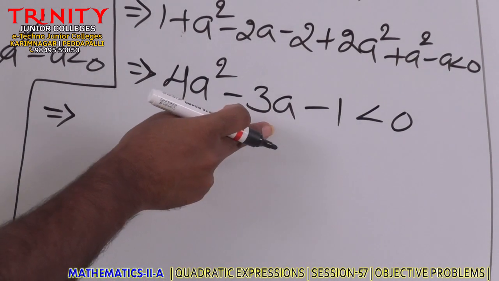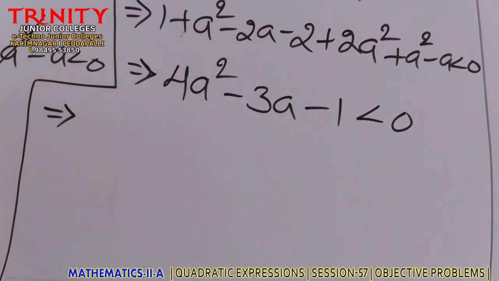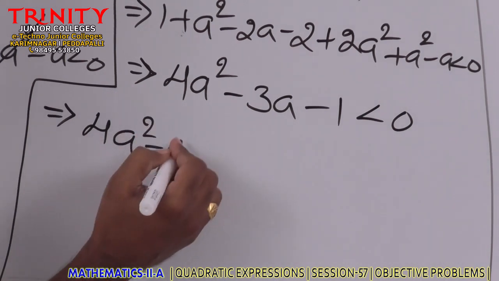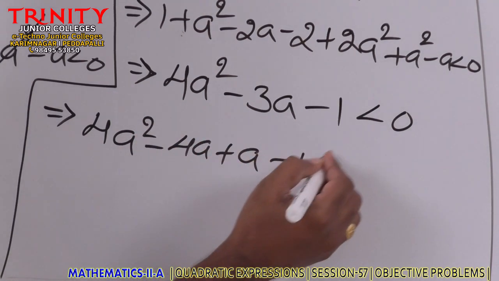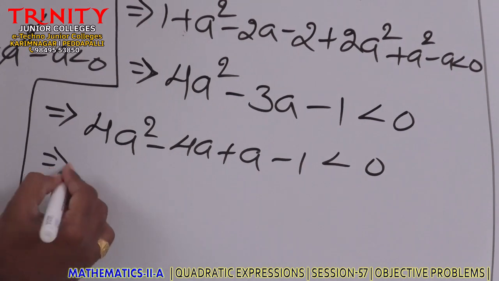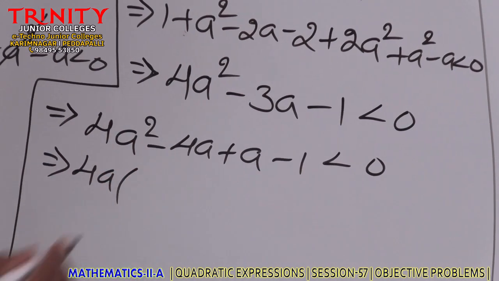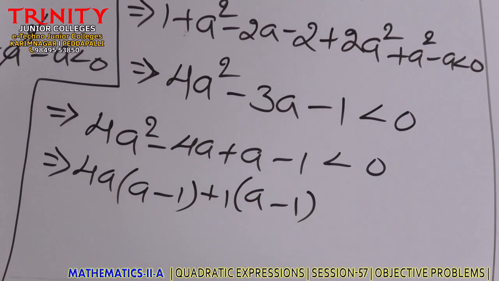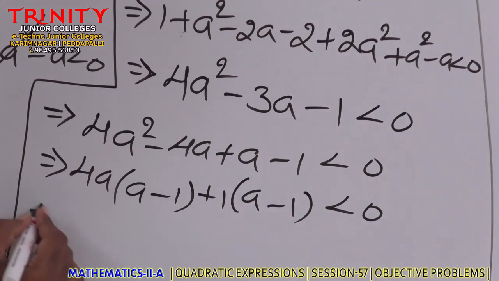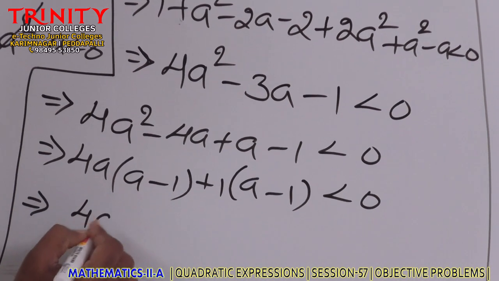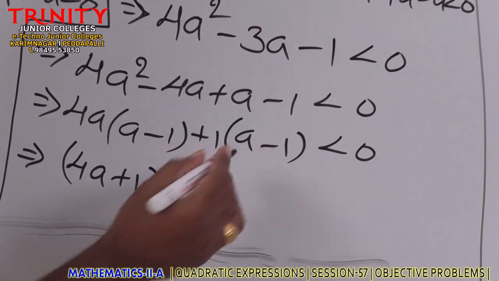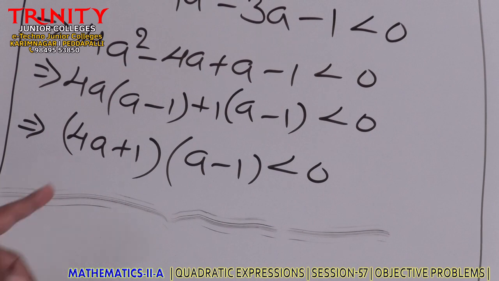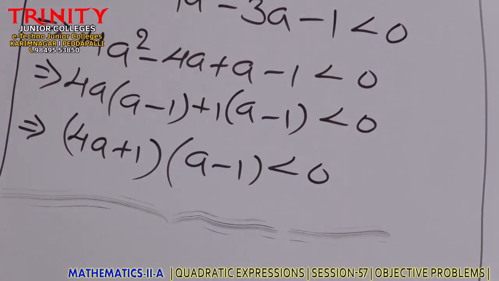4 ones are 4, 4 minus 1 is 3. Therefore, the factors are 4 and 1. That is 4a square minus 4a plus a minus 1 is less than 0. Then 4a is common. a minus 1, plus 1 common, a minus 1 is less than 0. Then this is 4a plus 1 into a minus 1 less than 0.